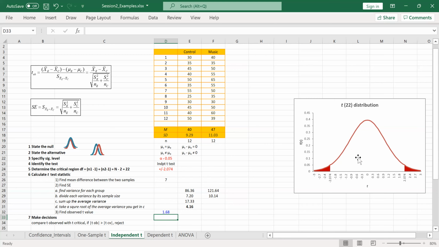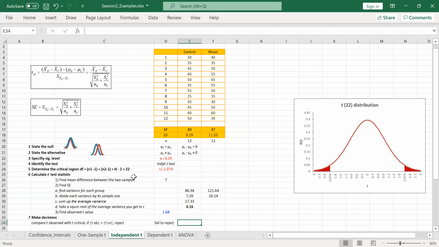And so which falls into the unshaded region. So our decision is, because the 1.68 is less than 2.074, we fail to reject, and conclude that music does not have an effect on test performance.